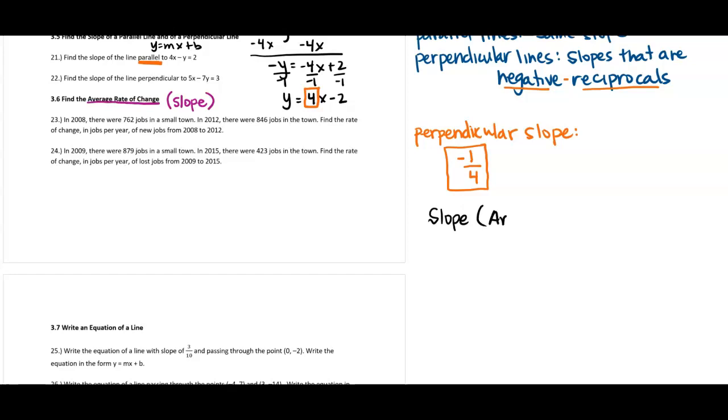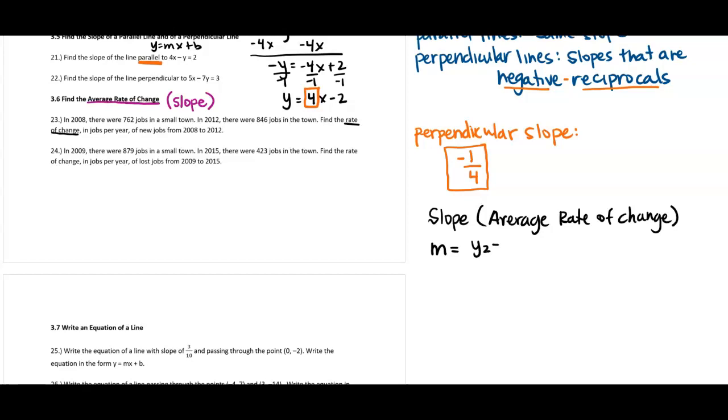And in parentheses, I'm going to put average rate of change, because some students miss a question like this because it's saying find the rate of change, and that confuses them and they're not thinking, oh, I need to use the slope formula. So make sure you know that it's the same thing. And that slope formula says this.